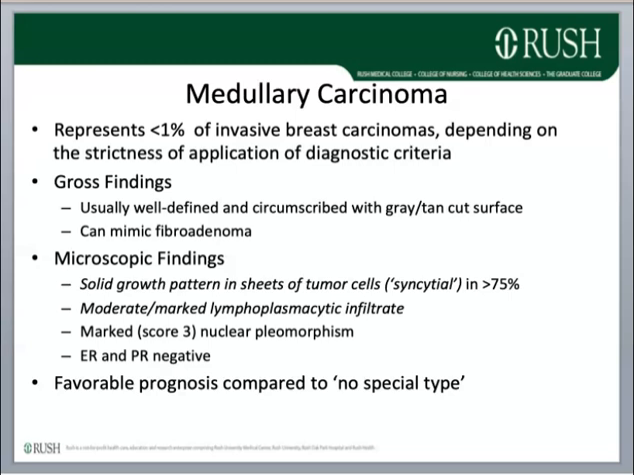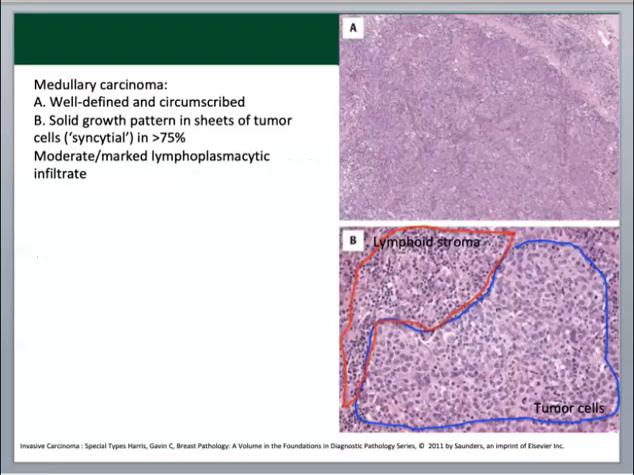are strictly applied. So microscopically, you see in panel A on the upper right that these are well circumscribed, and the bottom shows the architectural features of the tumor cells arranged in a solid sheet, which is outlined in blue, and then accompanying the tumor is this characteristic lymphoplasmacytic stroma.